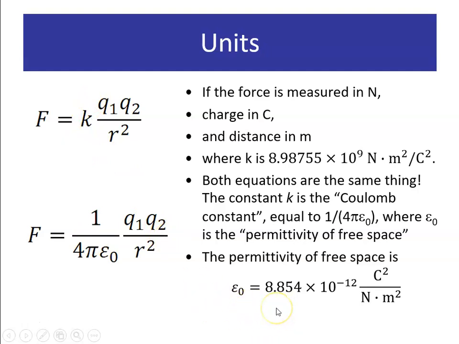Epsilon naught actually has a defined value nowadays. It's given such that 1 over epsilon naught times mu naught, which is another constant of nature, where both epsilon naught and mu naught are in the denominator, is equal to the speed of light squared. But in any case, this value k is what we care about, and for our purposes, it's about 9 times 10 to the 9 SI units.